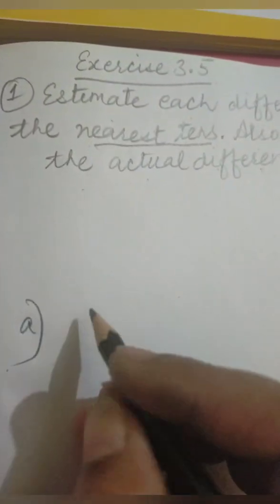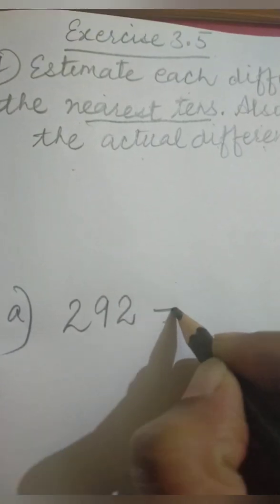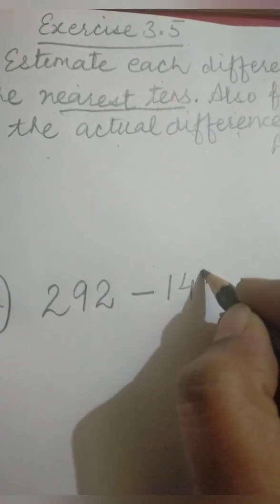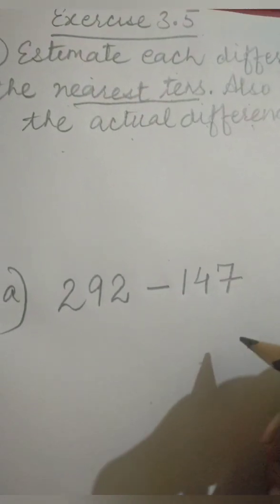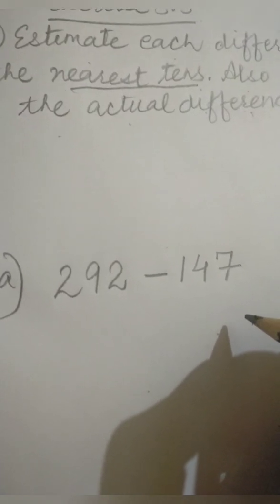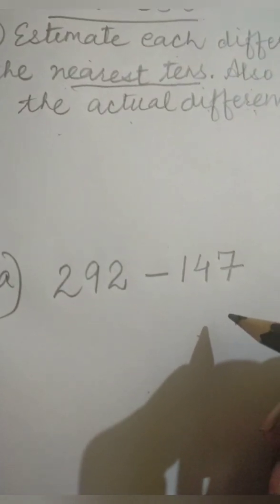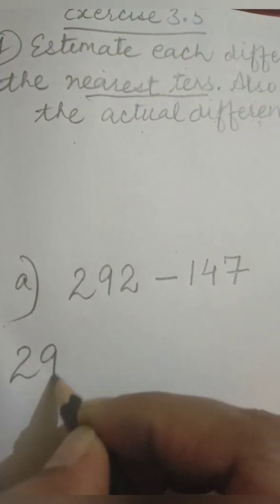Here I am going to tell you A part. The statement of A part is 292 minus 147. Yes, 292 minus 147. Here students, firstly we have to round off these numbers to the nearest tens.